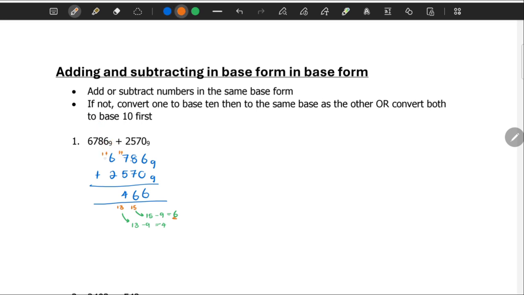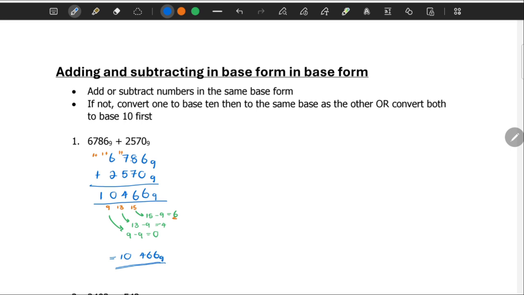And then you're going to have 1 plus 6, 7 plus 2. That's going to be 9. So 9 is equal to 9, and it's going to be 9 minus 9, which is equal to 0. Which means it's going to be plus 1 there. So here it's going to be 0, and then 1 plus 0 is going to be 1. So that means that the answer will be 10,466 to base 9.